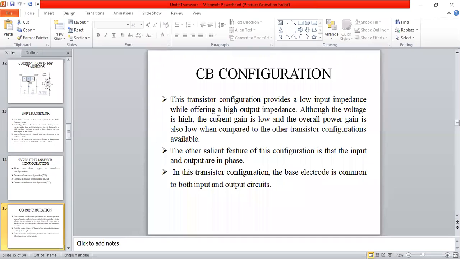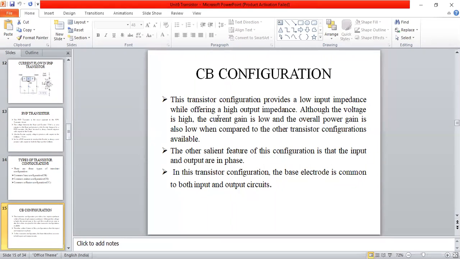Because of the high resistance, it is going to oppose the flow of current. Although the current is low, the voltage is high at the output side. Resistance is high and current will be medium, but resistance being high means voltage will be high, V equal to IR. Although the output side voltage is high, the current gain is low and the overall power gain is also low.